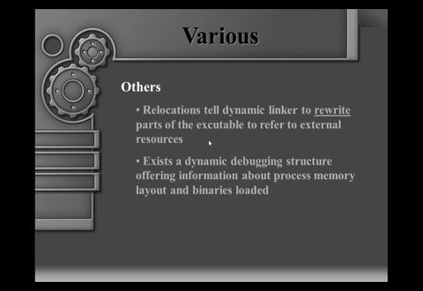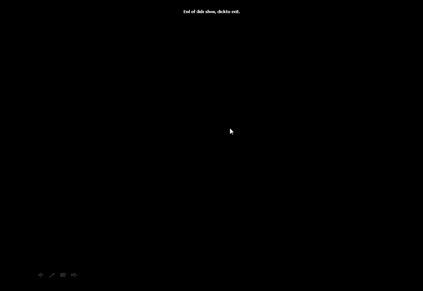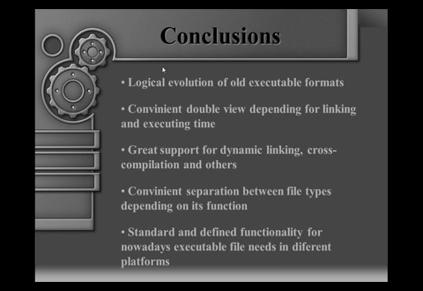And there exists a dynamic debugging structure. What is a dynamic debugging structure? Dynamic debugging, or error finding, is done at the dynamic level and offers various information about the process memory and the binary loaded. So this is the conclusion of what we have covered: a logical evolution of the old executable formats, a convenient double view depending on the linking and the execution time, great support, convenient separation, standard and defined functionality.